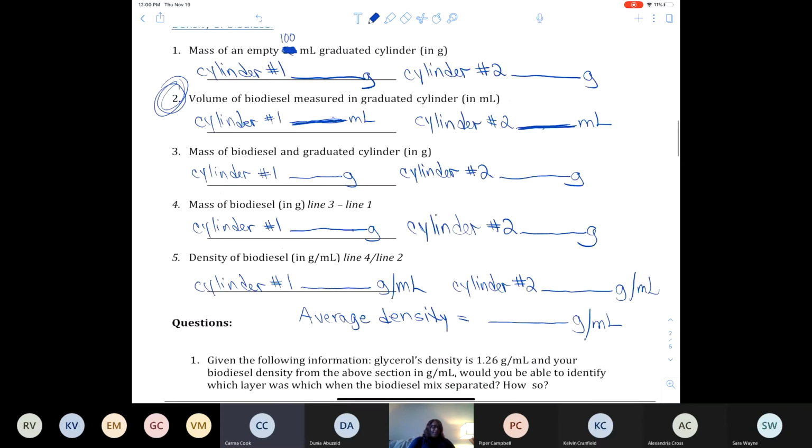You're going to put that same information in part 3A, question 2. And then you're going to view 2 more pictures. That's going to give you the mass of the graduated cylinder plus biodiesel for cylinder 1 and cylinder 2. Write that mass down.